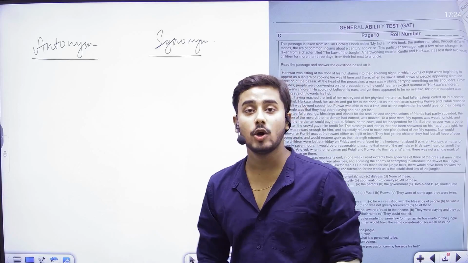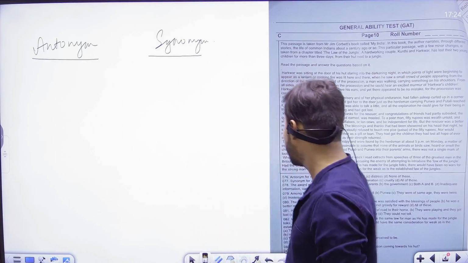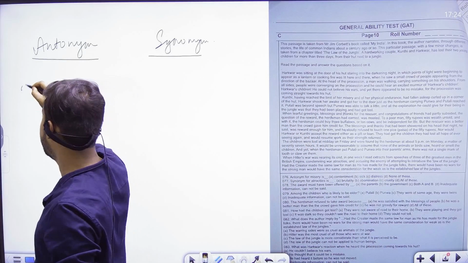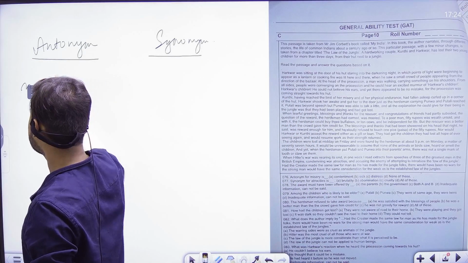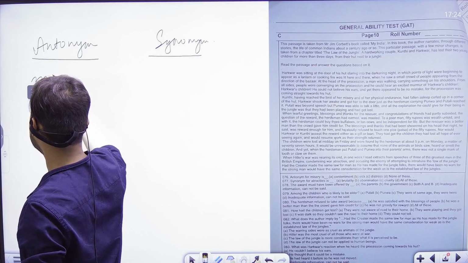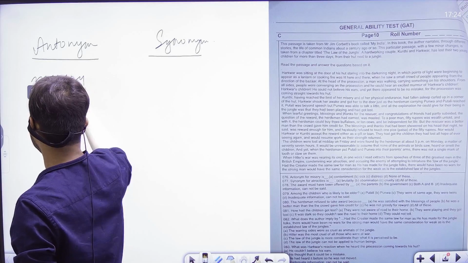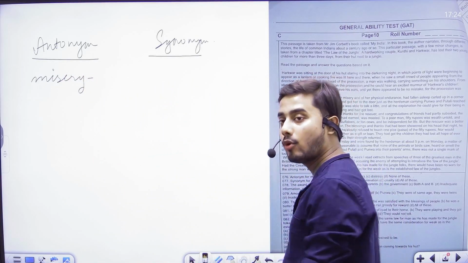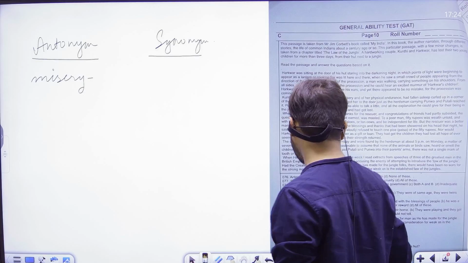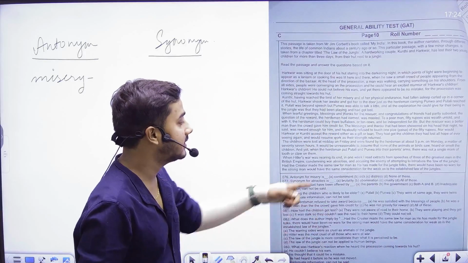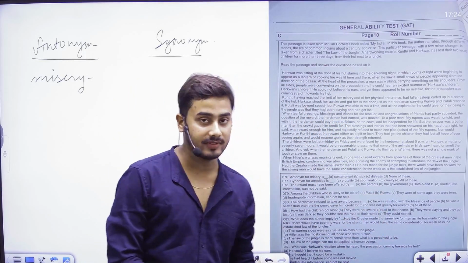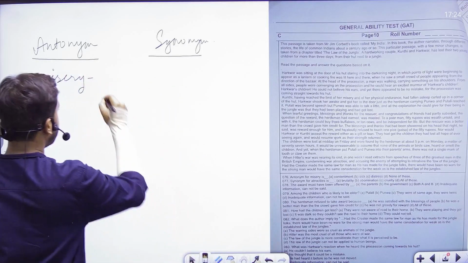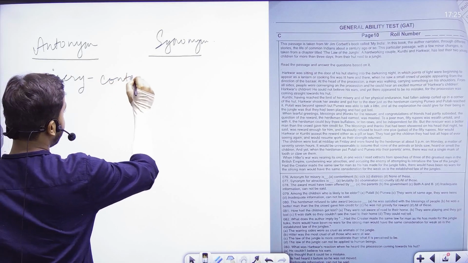Antonym is basically the opposite word to something, right? So the first question asks for the antonym of misery. So let me just write it down here. You see, the antonym of misery, we have 4 options. The first option being contentment, the second option being sick, the third option distress, and the fourth option none of these. So as we know, the antonym for misery is going to be contentment, right?